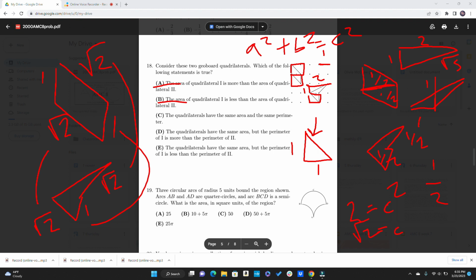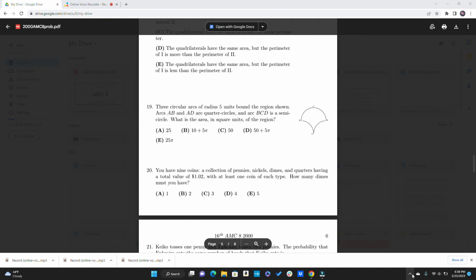So now to figure out which quadrilateral is bigger, we just need to figure out what's bigger, 1 or the square root of 5. And to do that, we can compare the numbers when you square them, right? 1 squared is 1, root 5 times root 5 is 5, and that 5 is bigger than the 1. So that means our second quadrilateral is actually the bigger one, or has the bigger perimeter. So which one shows that? Perimeter of 1 is less than perimeter of 2, option choice E, that is our answer.